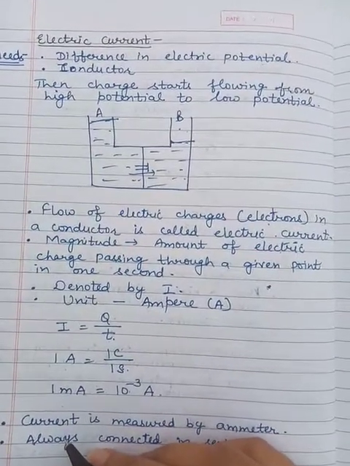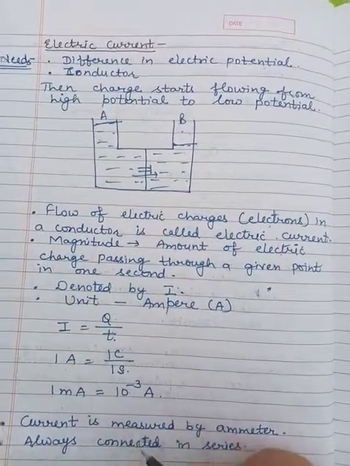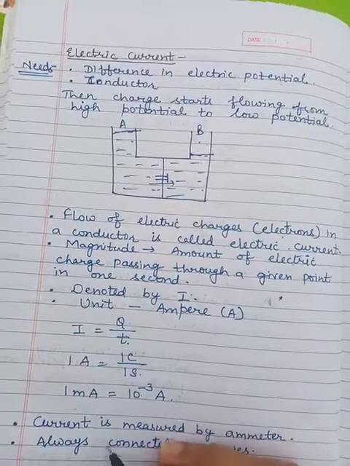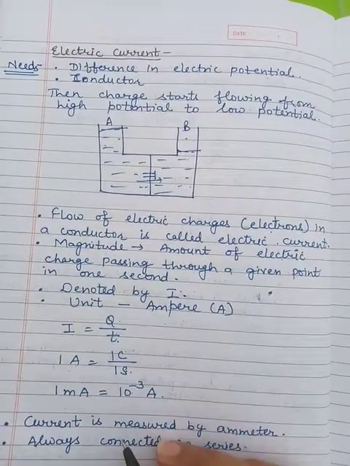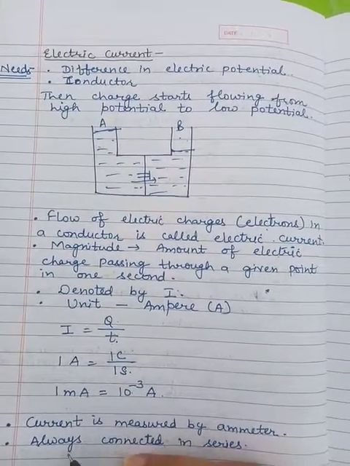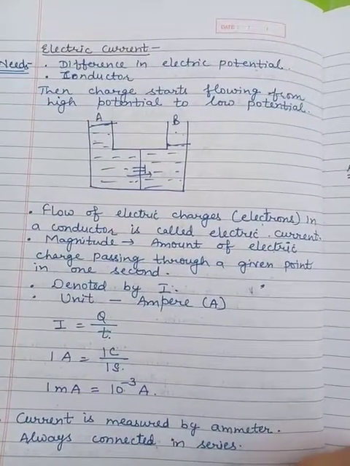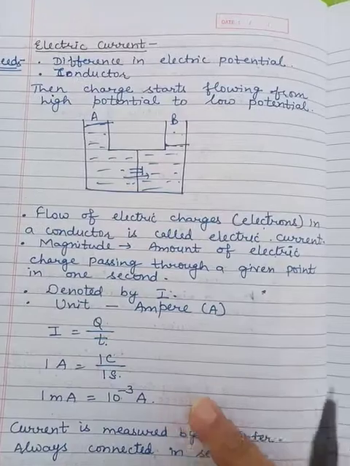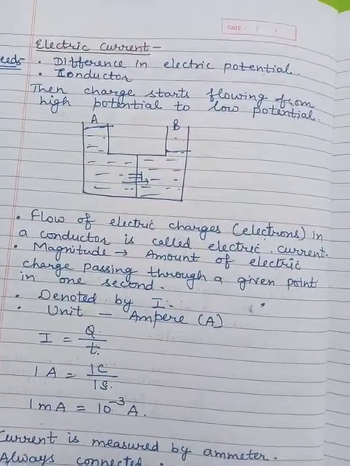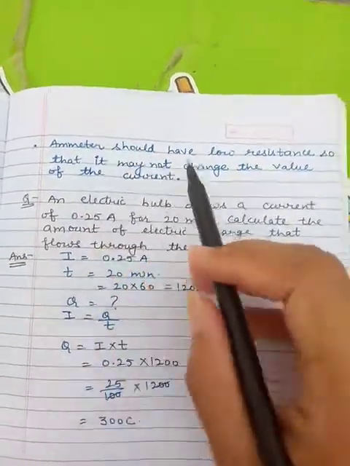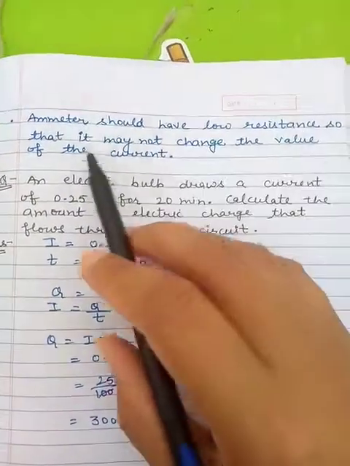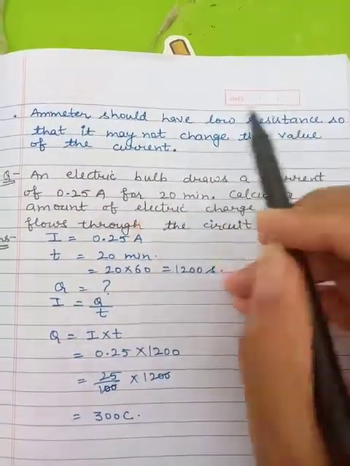Just like the potential difference which was measured by the voltmeter, similarly this electric current is measured by the instrument ammeter. This ammeter is always connected in series, and we have done that voltmeter is always connected in parallel for the high resistance. So the ammeter should have low resistance so that it may not change the value of the current.